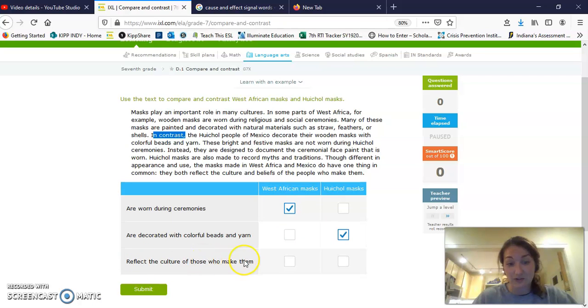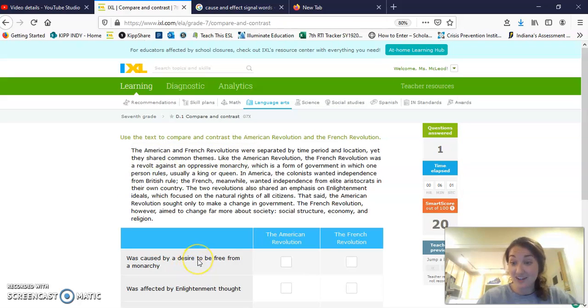Lastly, reflect the culture of those who make them. As I recall from my word that shows similarities, they have one thing in common. They both reflect the culture. So I would check both boxes for that particular element of our text. Submit my answer, and I got it right.